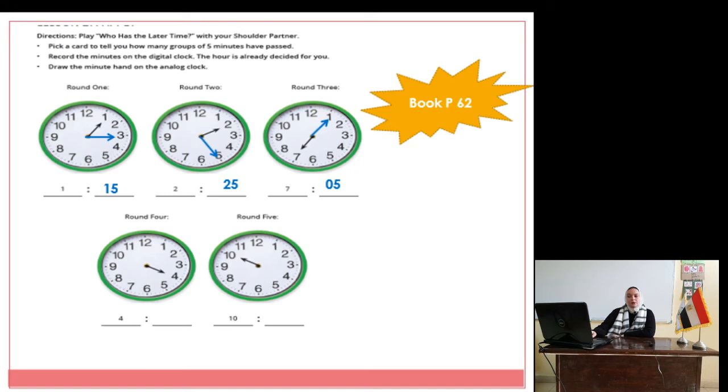But remember, we can't write the 5 alone. We must put 0 before the 5 because the digital clock has 2 numbers in the minutes place. Okay, so we have to put 0 before the 5. Okay, round 4, the long arm is on 12, and on 12 it means o'clock. It's 4 o'clock. 4 o'clock means 4 and double 0 beside it. The next one, the long arm is on 12, so it will be 10 o'clock. So it will be 10 and double 0 beside it.